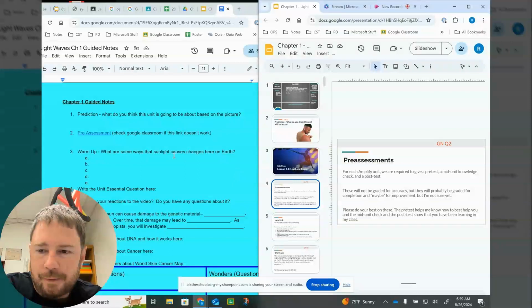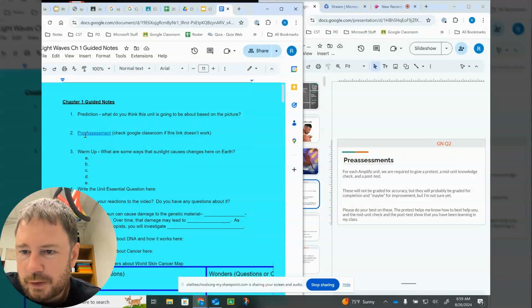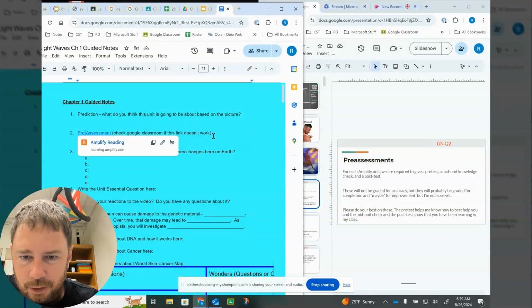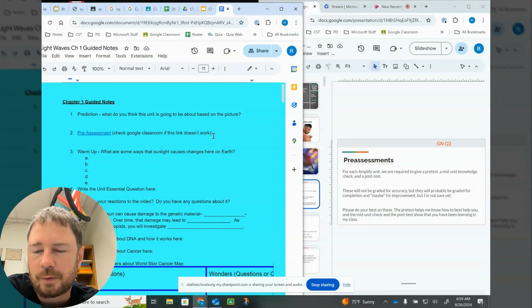Okay, next we have our pre-assessment. If you look here in the notes, you can click on this and it'll take you to Amplify. You need to log in. You need to complete all three parts of the pre-assessment, so the multiple choice and the two short answers. The pre-assessment will be for a completion grade, and then later on you'll take the same assessment as the post-assessment, and that will be for an accuracy grade. So as you're going through these questions, pay close attention to them. You might not know the answer yet, but keep in mind, you'll be asked the question again at the end of the unit.